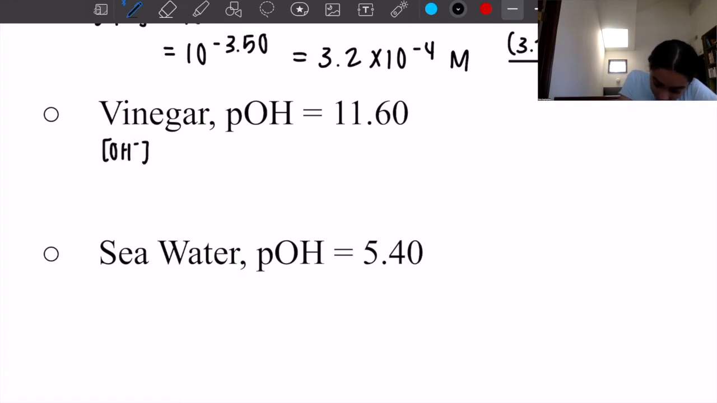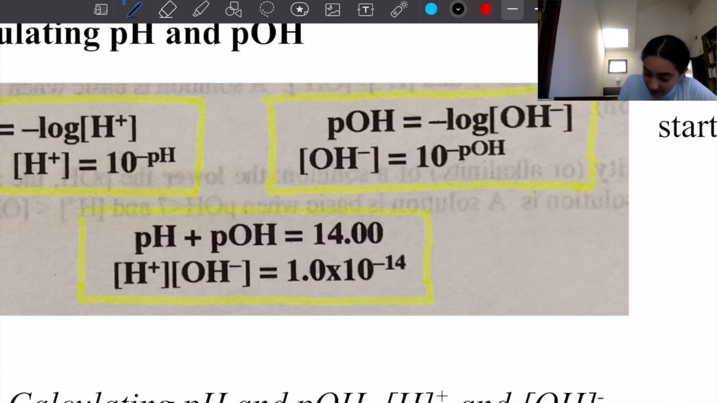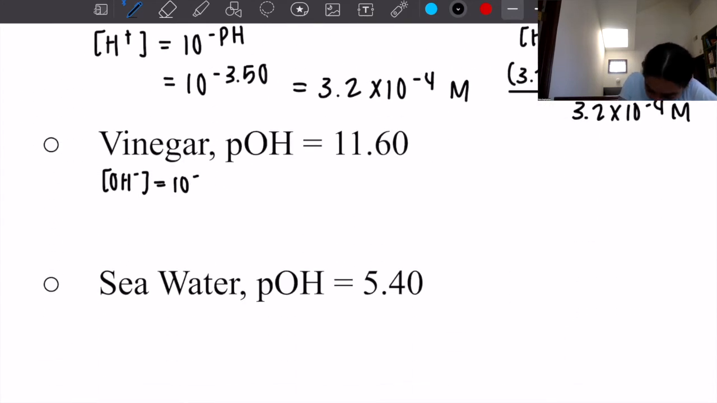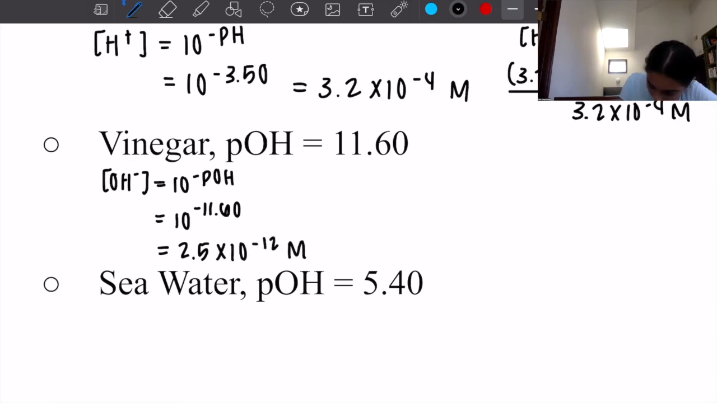So the concentration of OH minus is going to equal 10 to the negative pOH power. So we have 10 to the negative 11.60 power, which is going to equal 2.5 times 10 to the negative 12th molarity. And remember, there are 2 sig figs here. So instead of doing H plus times OH minus like I did in the last example, this time I'm going to find the pH and then find the concentration of H plus. You use different equations depending on what you're given and what's easier for you. I'm just going to show you everything.